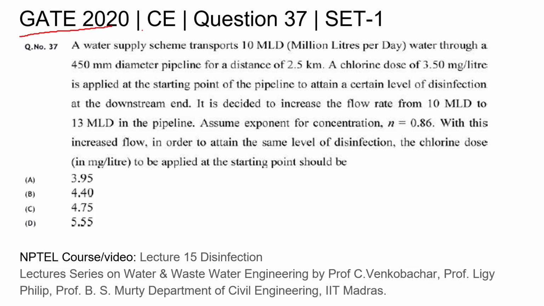GATE 2020 Civil Engineering question number 37, set 1. The question says that a water supply scheme transports 10 MLD, 10 million liters per day, of water through a 450 diameter pipeline for a distance of 2.5 km. They have given some concentration coefficient and discharge values, and they have asked for the correct answer: the chlorine dose concentration in mg per liter.